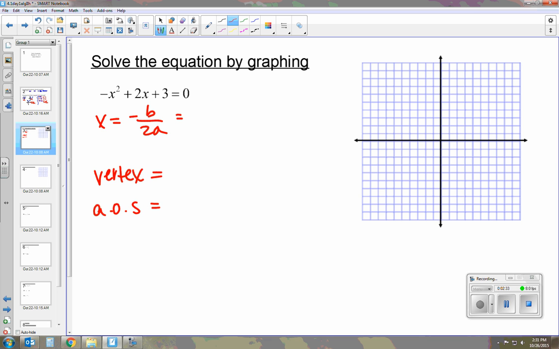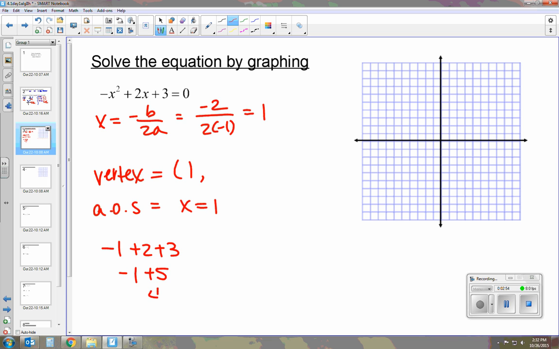So this is going to be negative negative 2 over 2 times negative 1, so that's going to be a 1 for us. And the axis of symmetry is x equals 1. And then remember, we have to plug it back into the original function to get our y value. So we have negative 1 plus 2 plus 3, negative 1 plus 5, that would be a 4. So our vertex is at (1, 4). So we're going to graph our axis of symmetry at 1, and our vertex is at (1, 4).